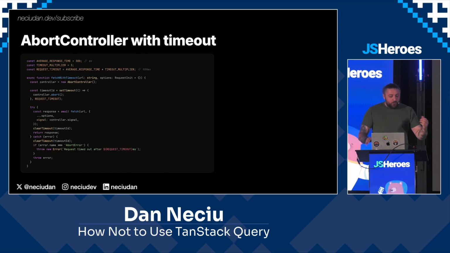So what did we do? We implemented an abort control that broke the connection and threw an error if the request took triple the average response time. A typical request would take us 100, 200 milliseconds. So if a request was taking 600 or 700, the abort controller would kill it and show an error.